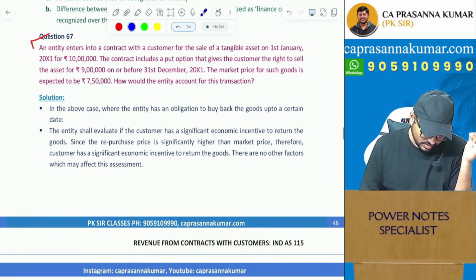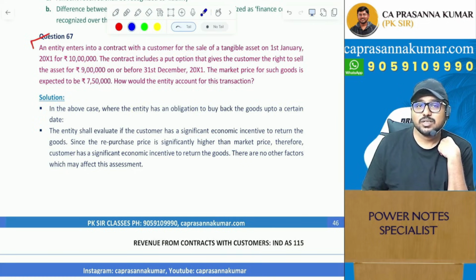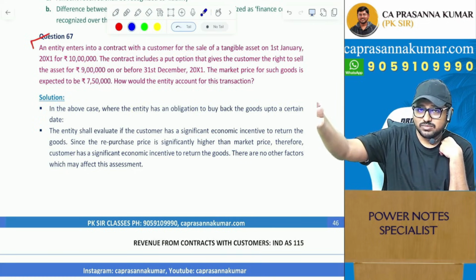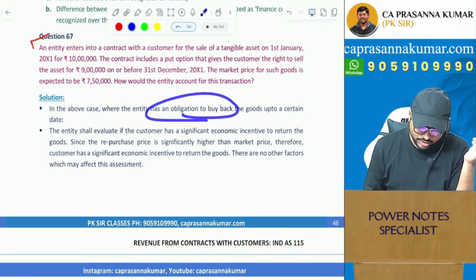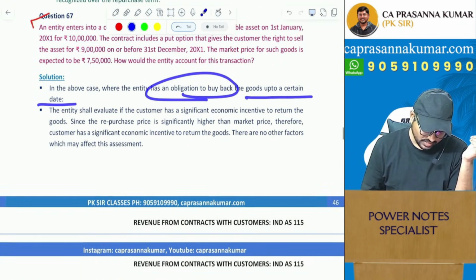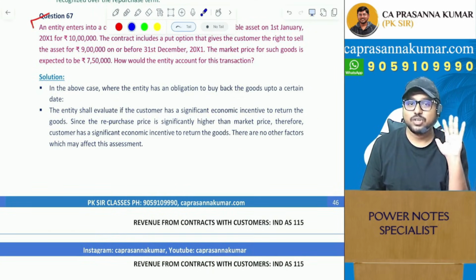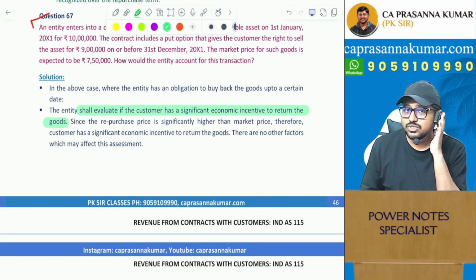Look at the answer here. In the above case the entity has an obligation to buy back. Why has the entity got an obligation? Because the put option is in the hands of the customer. So if SK Limited has got the right to sell, then PK Limited has got the obligation to buy back the goods up to a certain date. The entity shall evaluate if the customer has a significant economic incentive to return the goods, which means whether he will exercise the option or not. What do you mean by evaluating if the customer has got an economic incentive to return the goods?